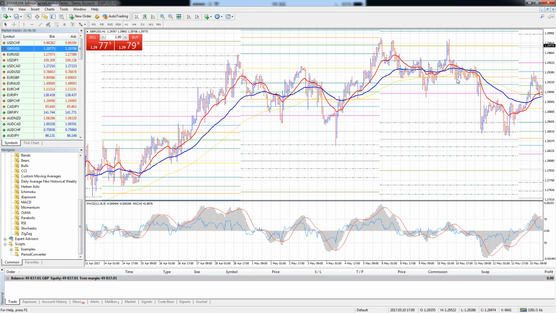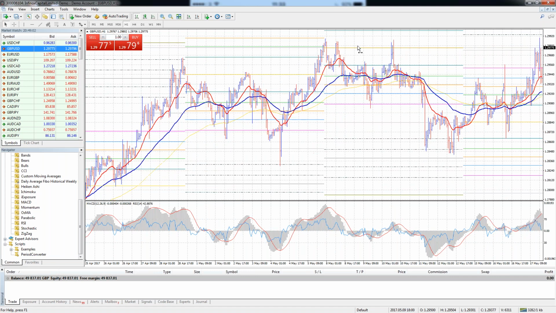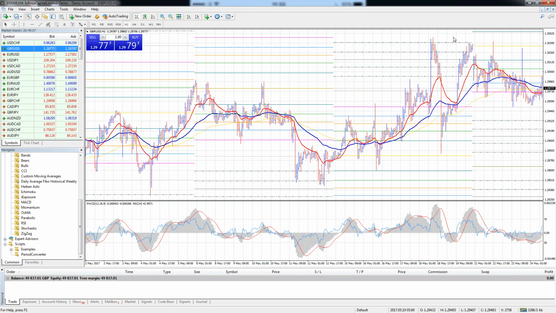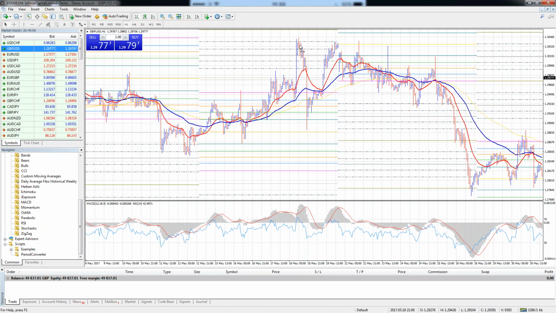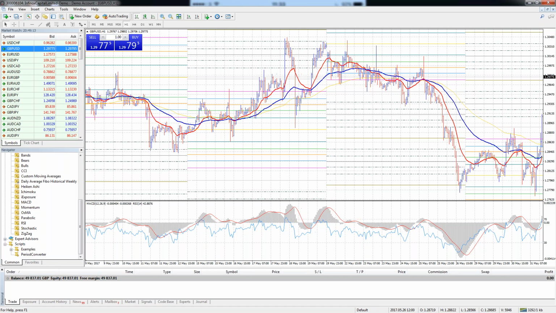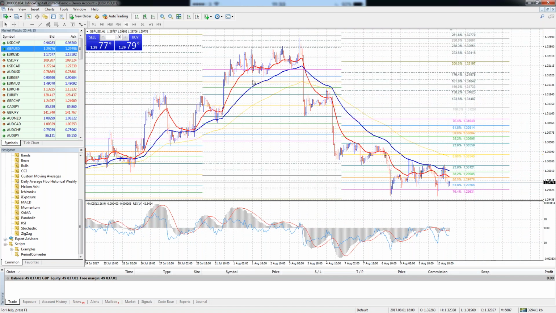Looks like a bat, really, doesn't it? It's more like a bat or an eagle, I'd say. Head and shoulders. Now, and then, of course, it's sold back off. More attempts back up to break 130 failed, back down towards 127. So the 130 level is key. It's a huge level, huge level.